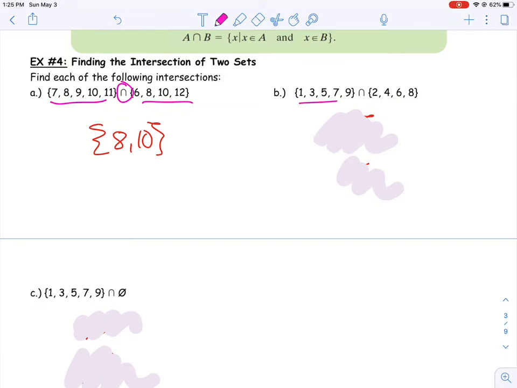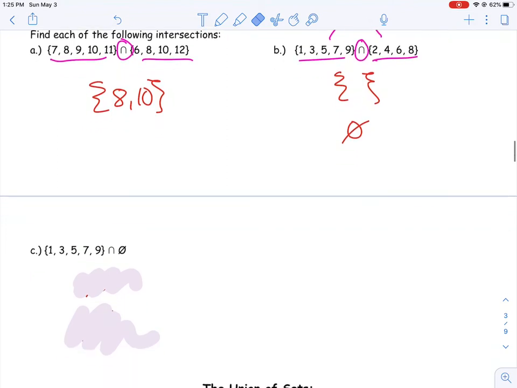Look at the next one. The first one has elements 1, 3, 5, 7, 9. The next one has elements 2, 4, 6, 8. And we want to find the intersection. Who is in the first one and in the second one? Where would they overlap? I didn't notice that anything was in common. So did you say there's nothing, or could we actually represent that using our empty set, or the 0 with the slash through it representing an empty set? There are no numbers that are in both the first one and the second one at the same time. So our answer would be an empty set. There's nothing.